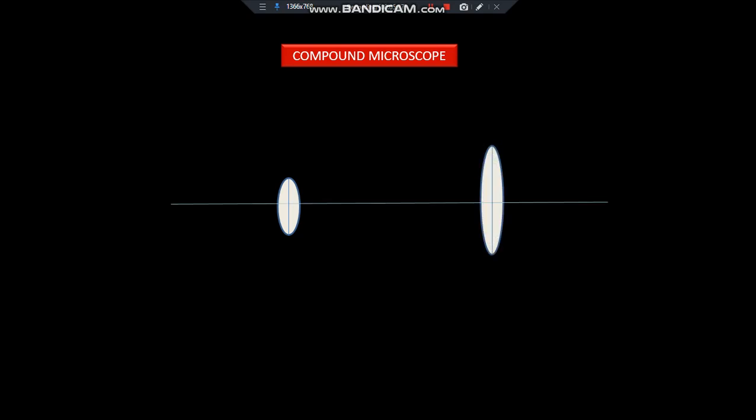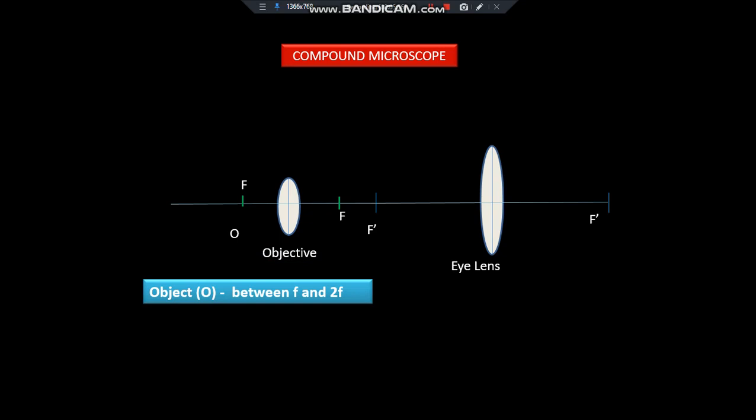Let us look at the ray diagram of the compound microscope. This one is the objective. The second one is the eye lens. Now we have to keep the object near the objective. Let's see where. This one is a focal length of the objective, F. F dash is the focal length of the eye lens. Now let us keep the object near the objective between F and 2F.